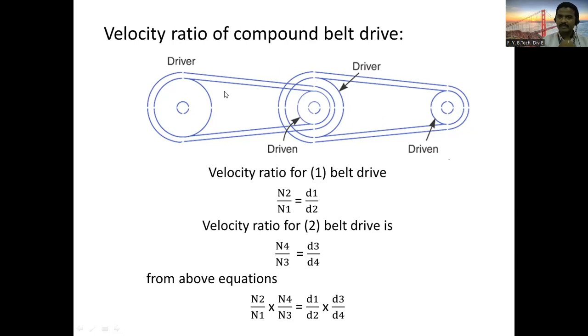As you said in the open belt drive, N2 by N1, that is the speed of the driven divided by the speed of the driving, similarly you can apply here. There are 4 pulleys. The first is the driver pulley and the last, pulley number 4, is the driven pulley. So the ratio can be written as N4 by N1, and that we have to determine. To get that ratio, we will go separately. Write down: velocity ratio for the first belt drive arrangement.